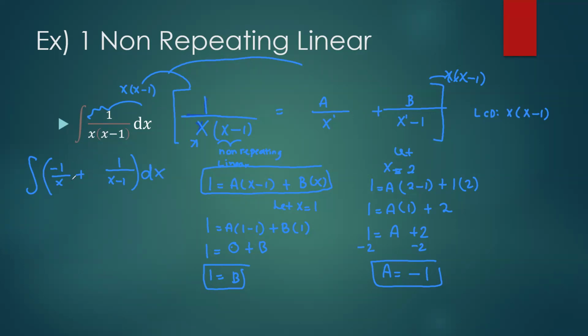So what you could do is break it into 2 separate integrations. You can rewrite this as the integration of negative 1 over x dx plus the integration of 1 over x minus 1 dx, right? So what I would do next over here is take a factor of negative 1 out.